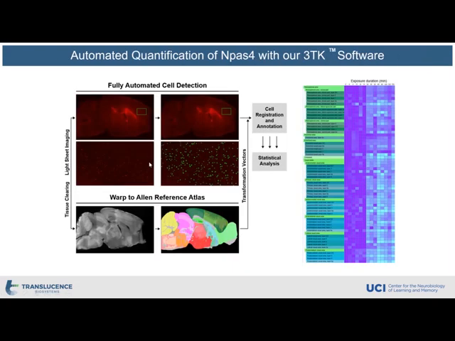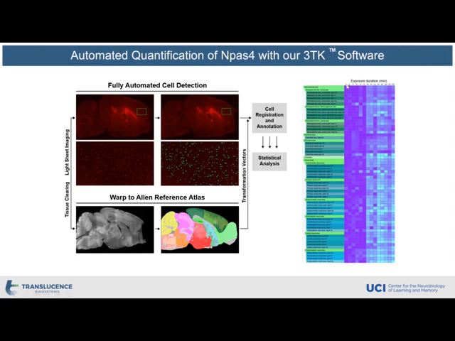Then we can align these brains, again, using the autofluorescence signal to the Allen reference atlas so that we can quantify where the cells are residing that are expressing NPAS or CFOS and determine whether these patterns are statistically significant. So what's shown here is a number of brain areas for which there was a clear increase in expression of NPAS as a function of time.